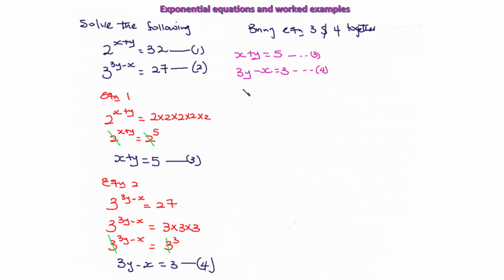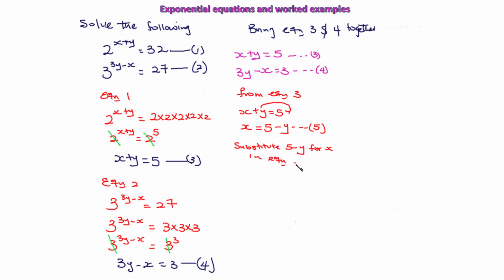Now from equation 3, x plus y is equal to 5. x can be 5; this plus y will come here and change to minus y. Let's call this equation 5. Can you see that? Now, how do we resolve? I'm going somewhere. Then substitute 5 minus y for x in equation 4.